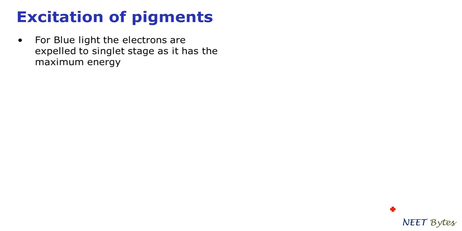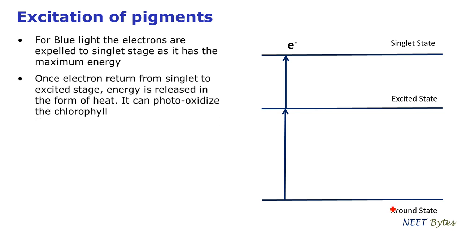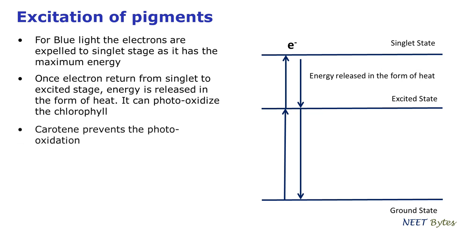Let's discuss one more thing, and that is what happens during the excitation of the pigments. When chlorophyll absorbs blue light, electrons are expelled to a higher orbit. Since blue light has a greater amount of energy, it will expel the electron not only to the excited state, but one stage above, what we call the singlet stage. When the electrons return to the ground state, they release energy, mostly in the form of heat, and that heat has the capacity to photo-oxidize the chlorophyll, in technical terms what we call solarization. But this is prevented by the carotene. Once it comes down, it releases a delta E energy, and that is utilized for photosynthesis.